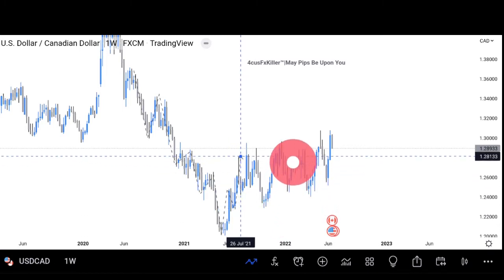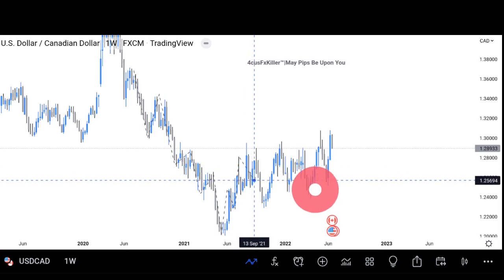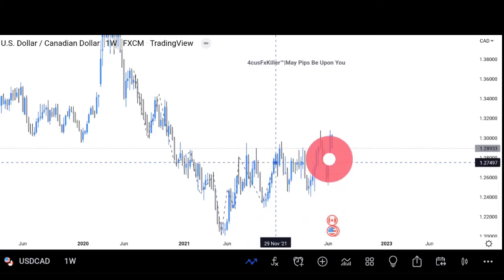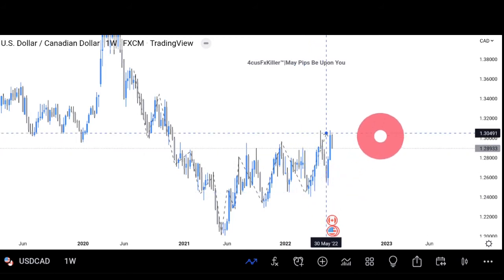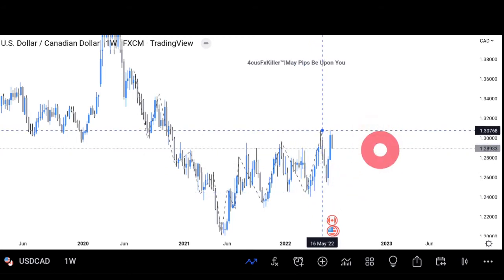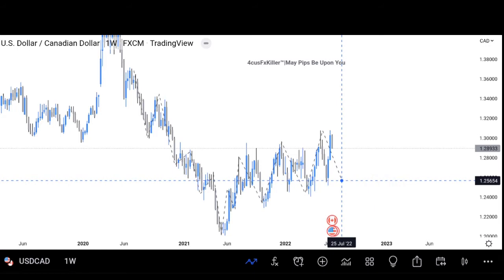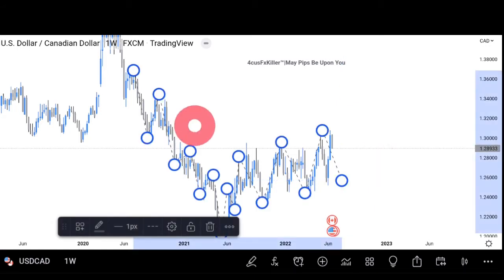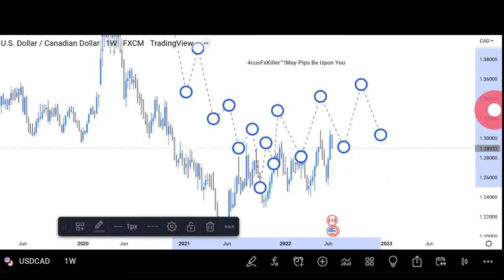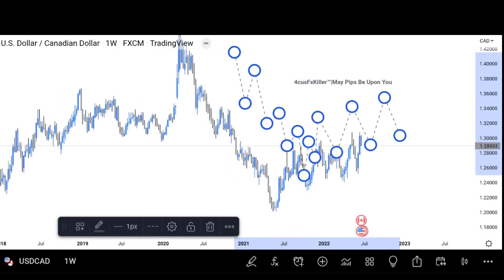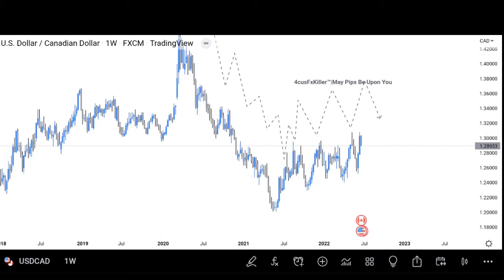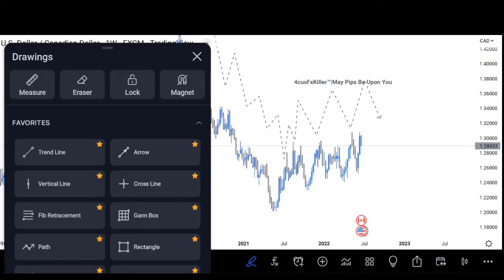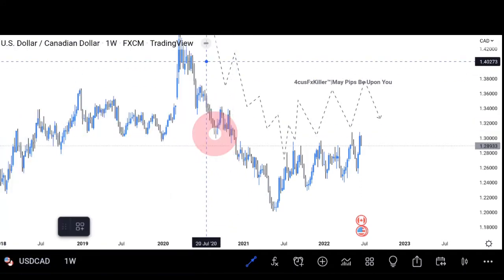then a new higher high, and it continues doing the same, printing new higher highs and new higher lows. As you can see, the market came from printing lower highs and lower lows to printing higher highs and higher lows. The market in this case was bearish.